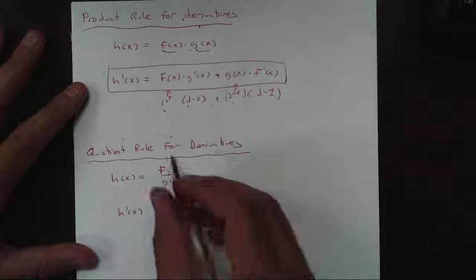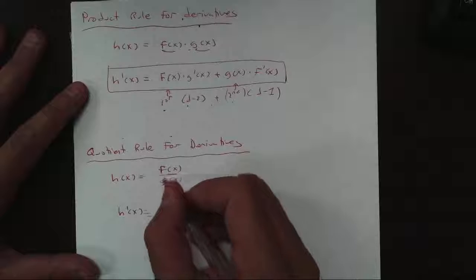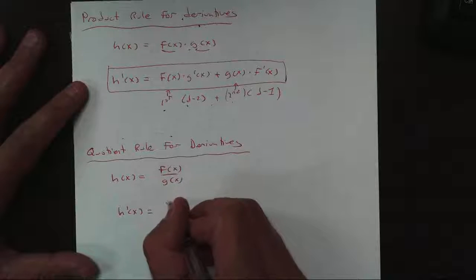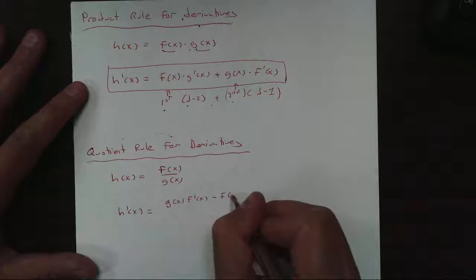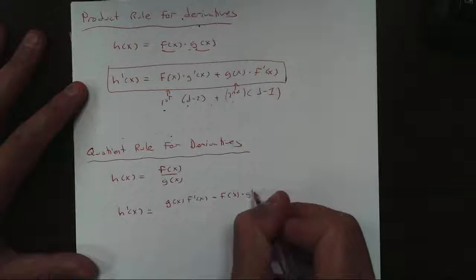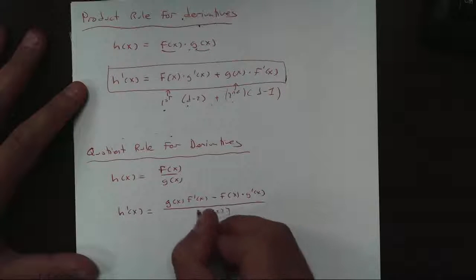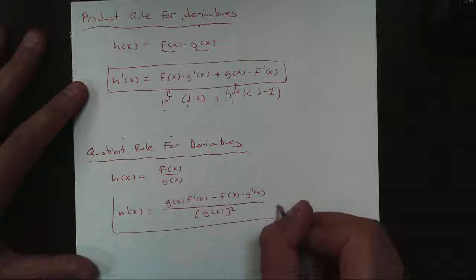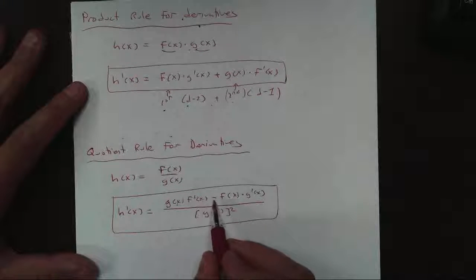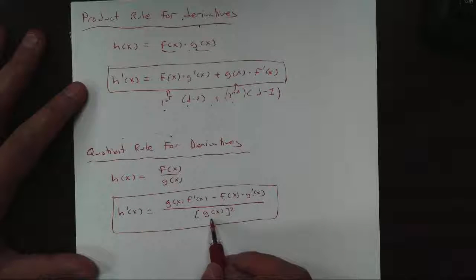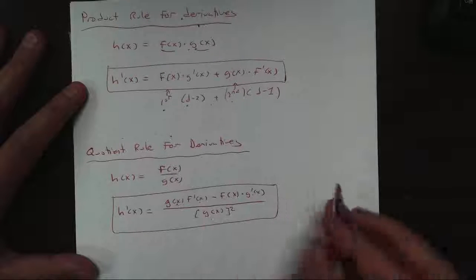Now the quotient rule is a little harder. For me, this is the hardest one. Very simply stated, we take the bottom, g of x, times the derivative of the top, minus the top times the derivative of the bottom, all over the bottom squared. I memorized this by a song, and it goes: low-de high minus high-de low all over low-low.